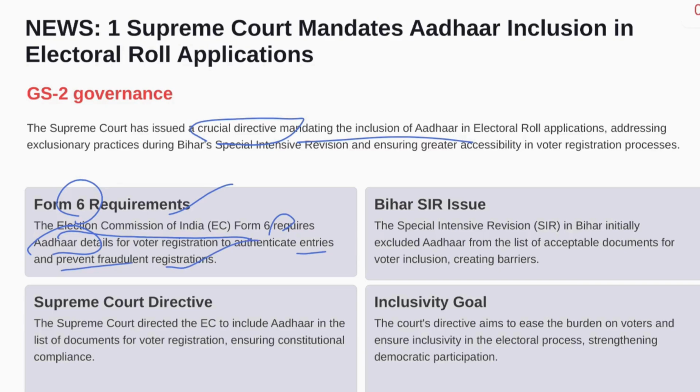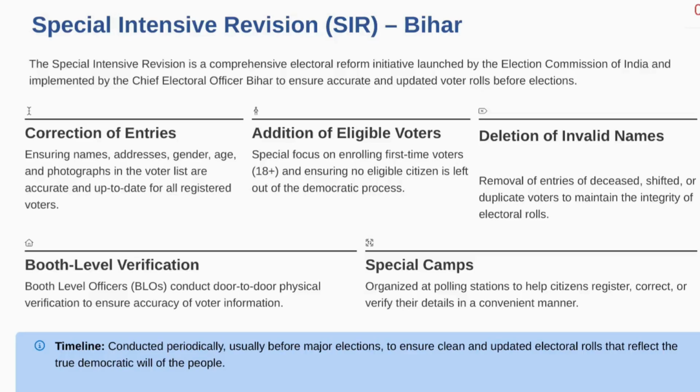Supreme Court directives. The Supreme Court directed the Election Commission to include Aadhaar in the list of documents for voter registration. Bihar SIR issue. The special intensive revision in Bihar initially excluded Aadhaar from the list of acceptable documents for inclusion in the voters list. Inclusivity goal. The court's directive aims to ease the burden on voters and ensure inclusivity in the electoral process.